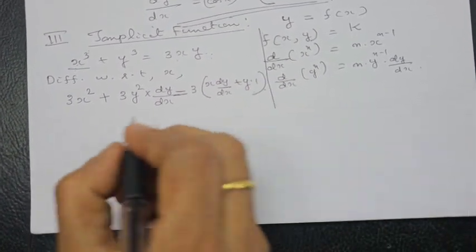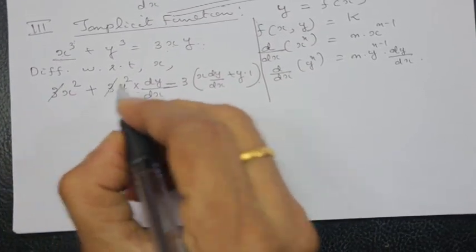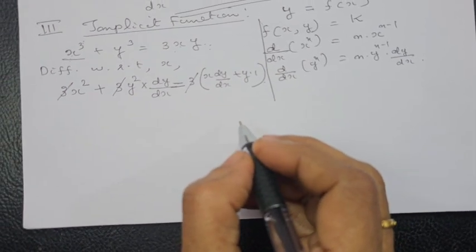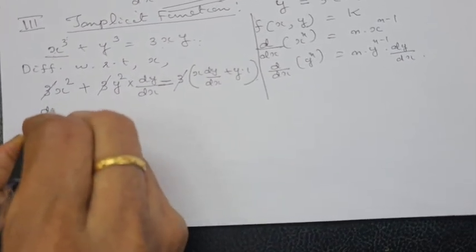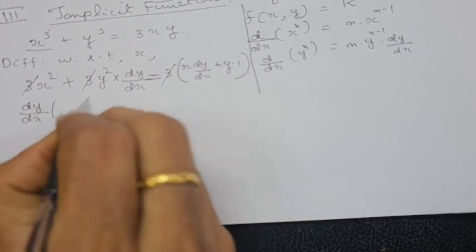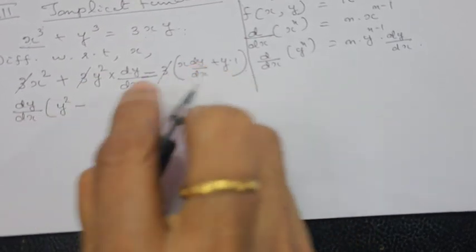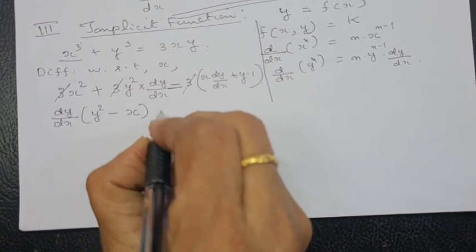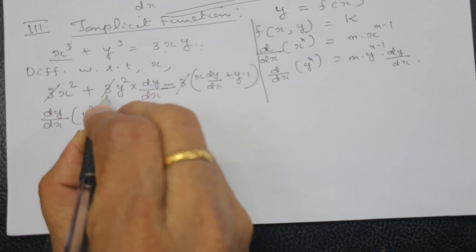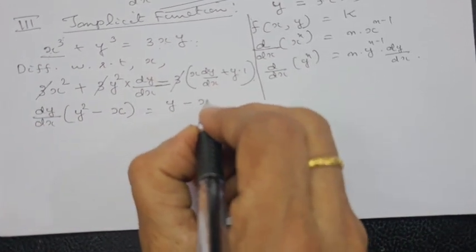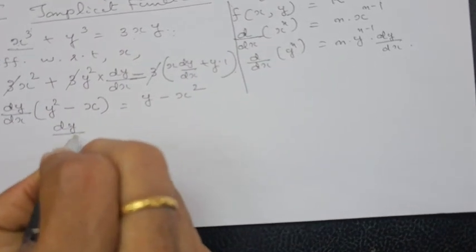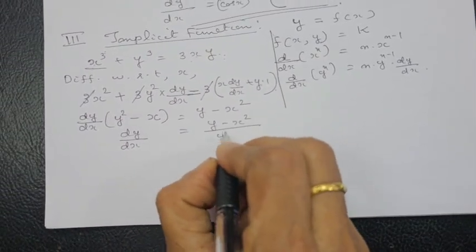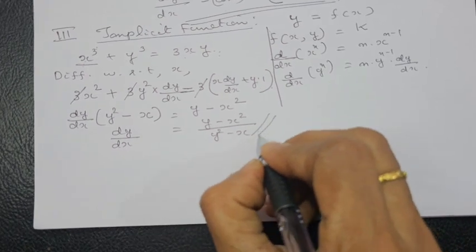After that, 3 is a common factor on both the left and right side, so we cancel it. Then we collect all dy by dx terms on one side. So dy by dx into y square minus x is equal to, here there is a y, and here x square, y minus x square. So from that we get dy by dx is equal to y minus x square by y square minus x. So that is the derivative.